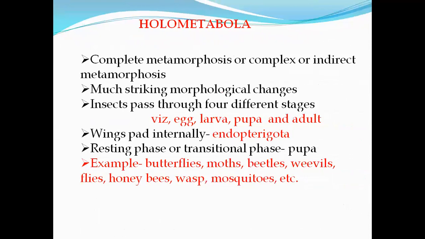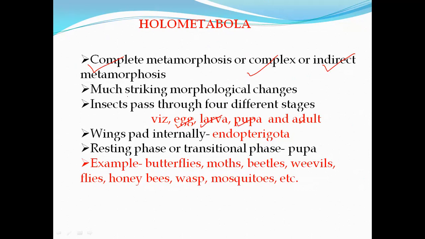Okay, now the very important type is called holometabola, or simply complete metamorphosis. Here, complete metamorphosis, complex metamorphosis, or indirect. So that is called holometabola. In this insect there are four life stages. How many stages are there in this? Four. Namely the four life stages are egg, larva, pupa, and adult.